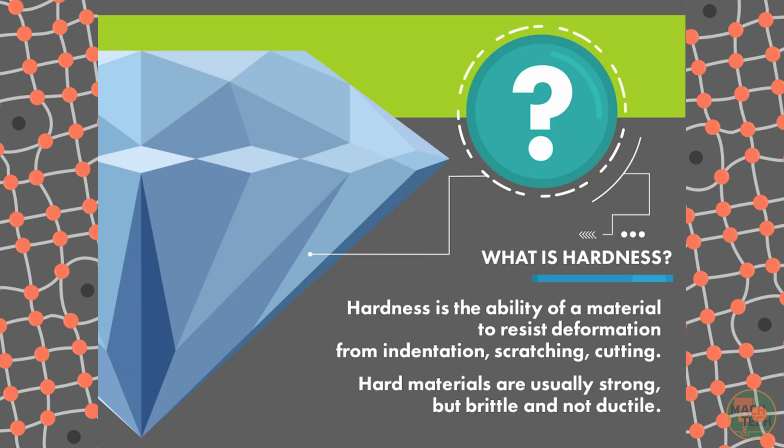Let's put all this together into a working definition of hardness. Hardness is the ability of a material to resist deformation from indentation, scratching, and cutting. Hard materials are also usually strong, but brittle and not ductile. To understand the cause of these macroscopic properties, we have to zoom in to the microscopic level.